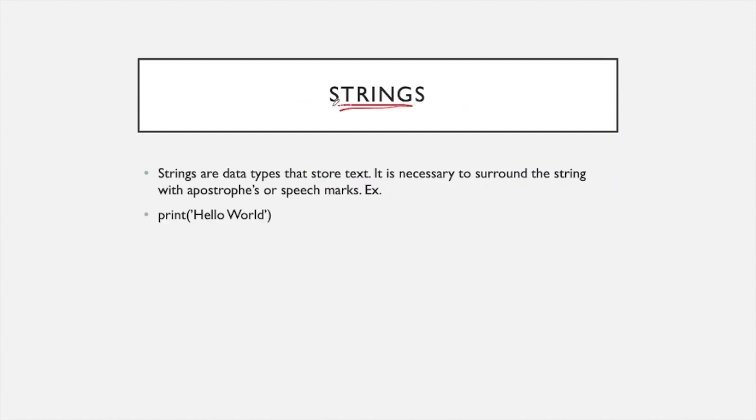Now let's learn about strings. Strings are data types that store text only. It is necessary to surround the string with apostrophes or speech marks. As you can see in this example, we're printing hello world. So we're surrounding it by apostrophes and we're printing hello world. Okay, we did this example in the last video and I'll show you these examples later in today's video too.